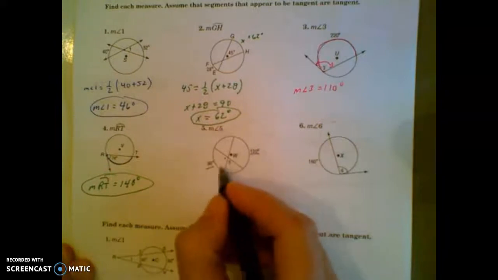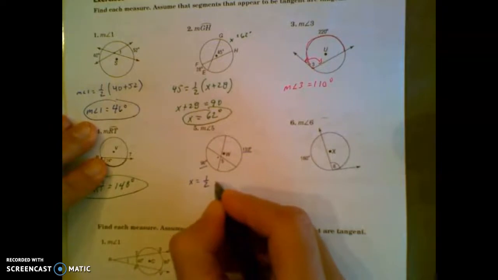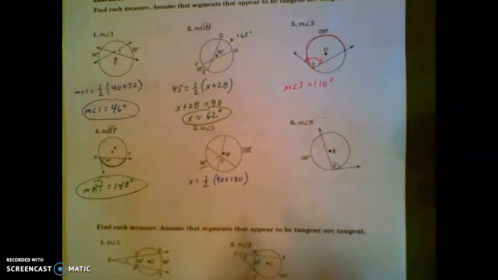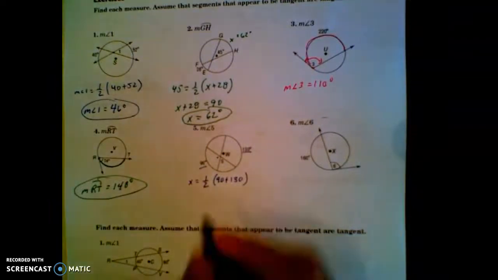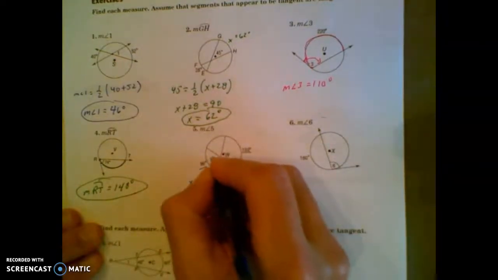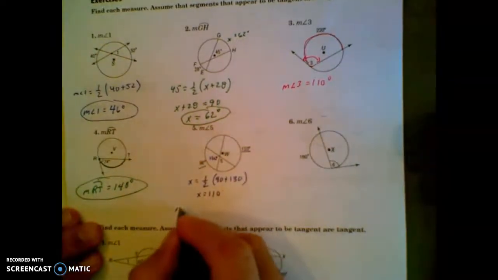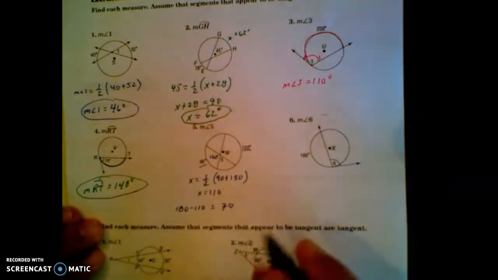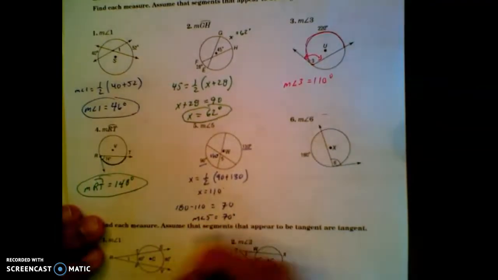So we'll call that angle X, and it's going to be half of 90 plus 130. So 90 plus 130 divided by 2 is 110. So X is 110, but I got to remember that's not the one they're looking for. They want the adjacent angle to that. So all I got to do is 180 minus 110, and that is 70 degrees. So the measure of angle 5 is equal to 70 degrees.